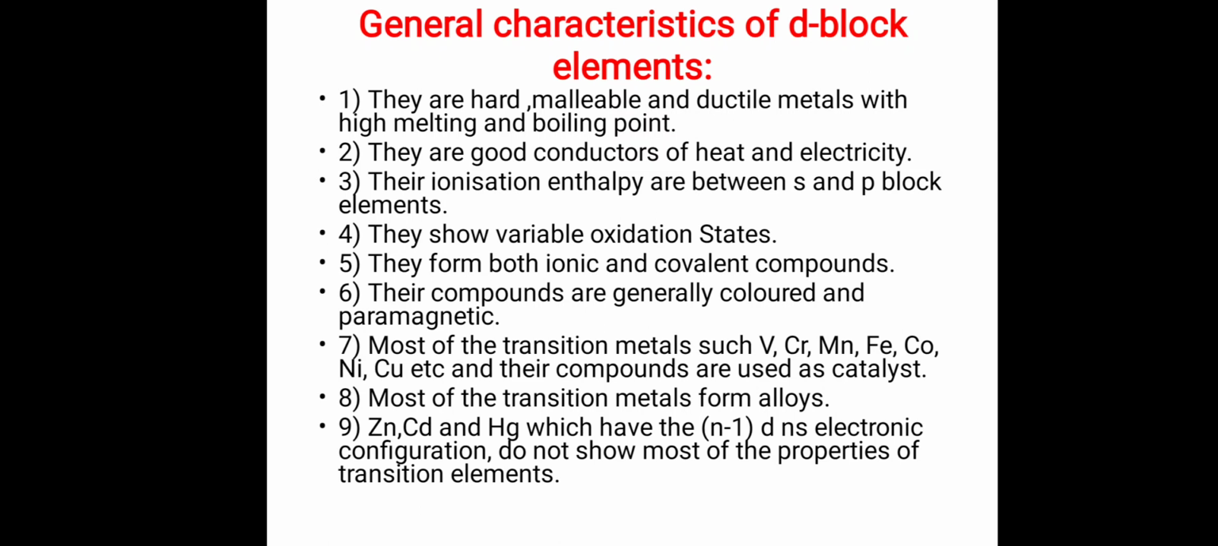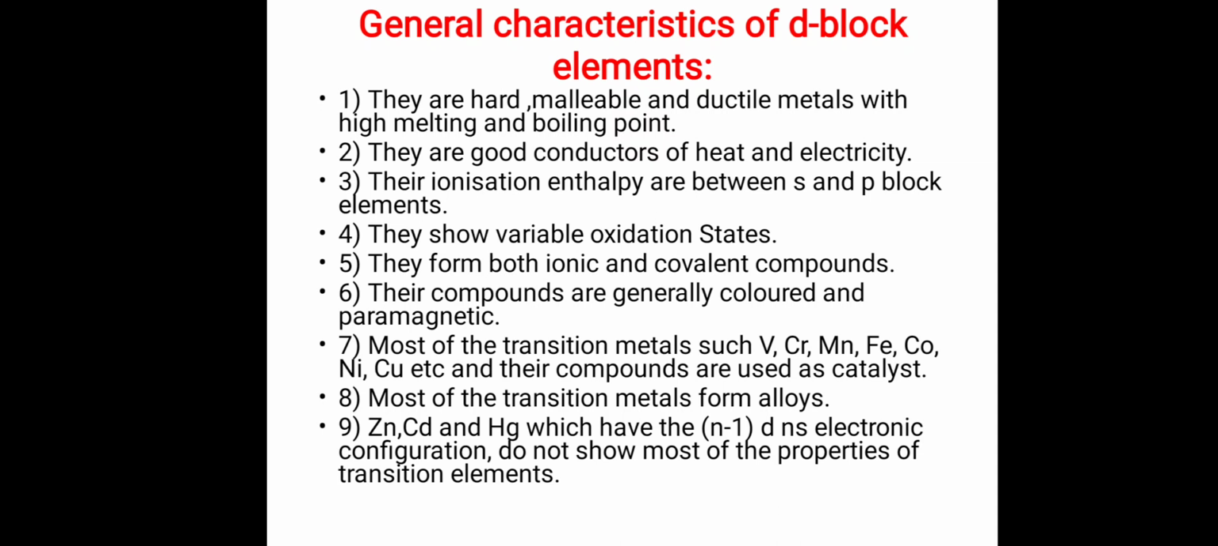General characteristics of d block elements. They are hard, malleable, ductile metals with high melting and boiling points. They are good conductors of heat and electricity. Their ionization enthalpy is between s and p block elements. They show variable oxidation states. It is one of the most important aspects, right? They show variable oxidation states, otherwise called variable valency. They form both ionic and covalent compounds. Their compounds are generally colored and paramagnetic in nature.